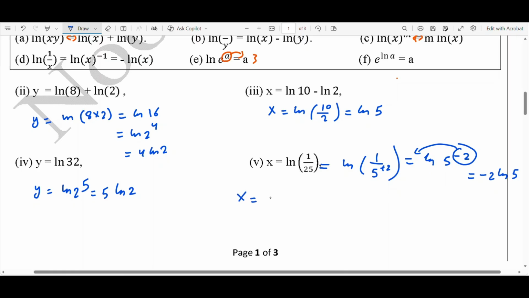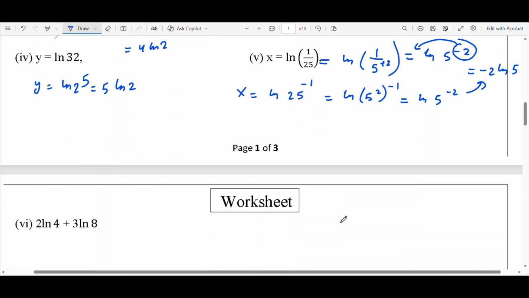I can solve it in another way. x equals ln 25 to the power negative 1. ln 25, it's 5 squared, to the power negative 1. I can multiply the two powers, ln 5 to the power negative 2, and I'm going to get the same answer. Okay, let's continue.